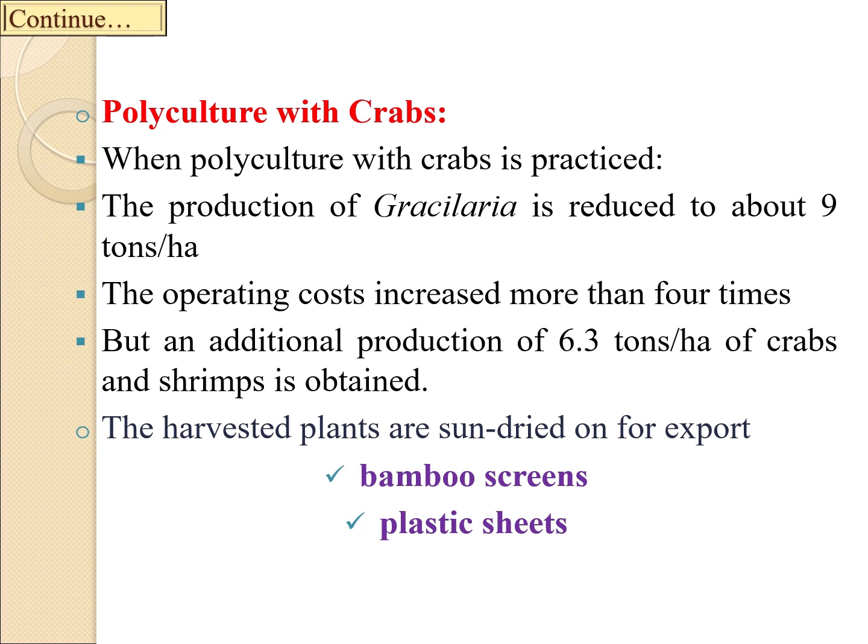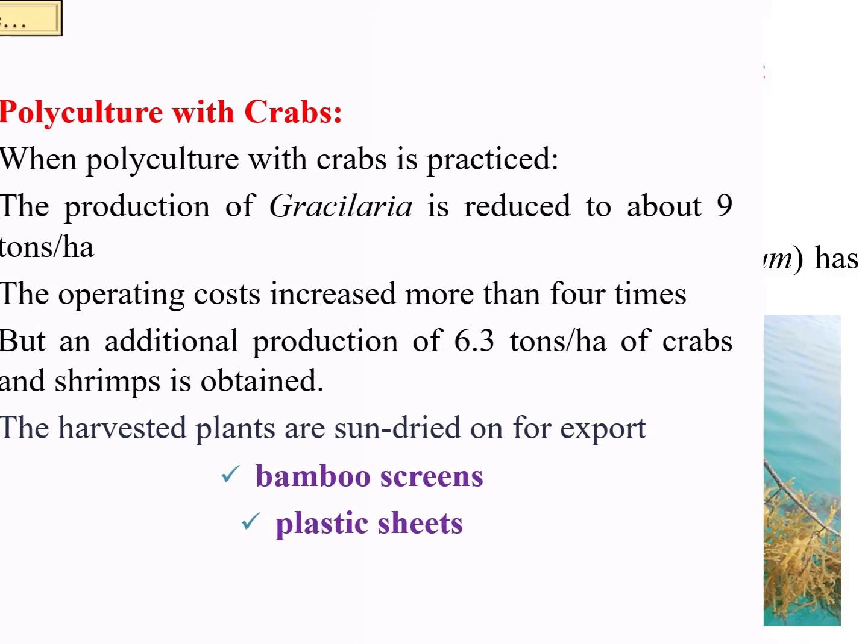The annual average yield is around 10 tons per hectare. This seaweed can be polycultured with crabs. Through polyculture, production of Gracilaria is reduced to about 9 tons per hectare. The operating costs increased more than 4 times, but an additional production of 6.3 tons per hectare of crabs and shrimps is obtained. The harvested plants are sun-dried on bamboo screens and plastic sheets for export.